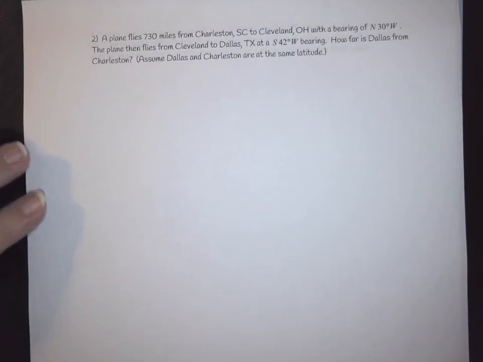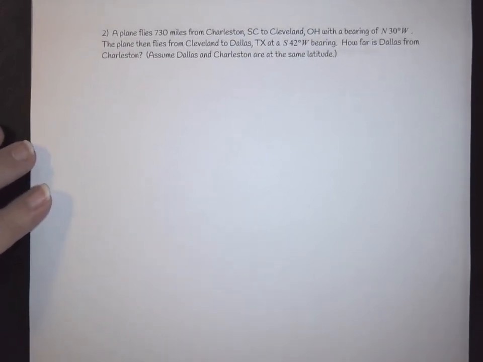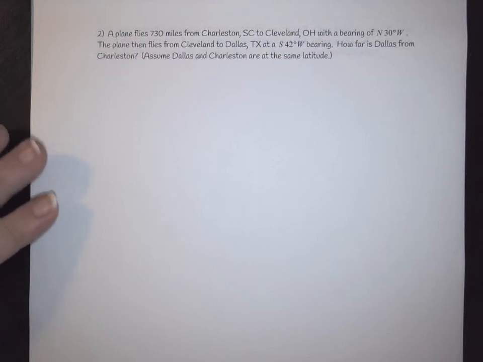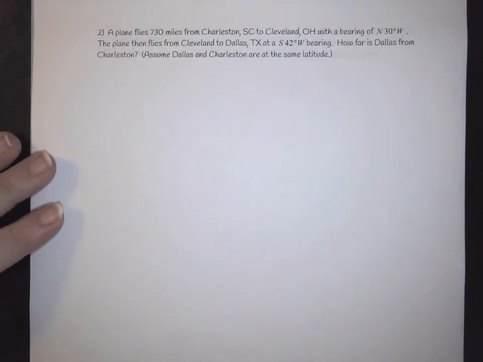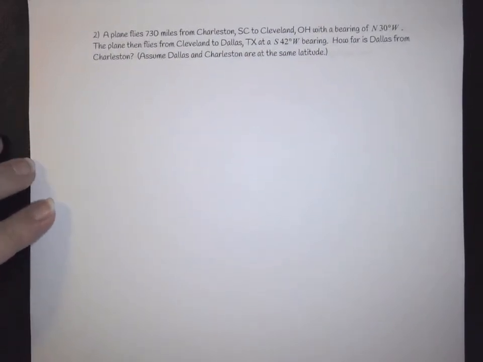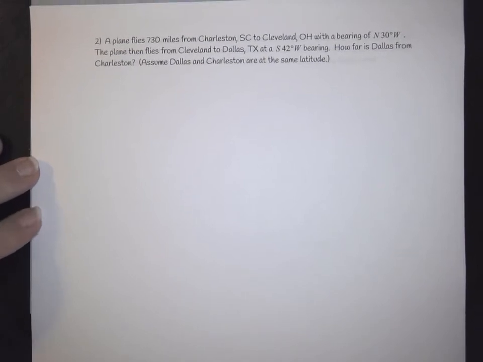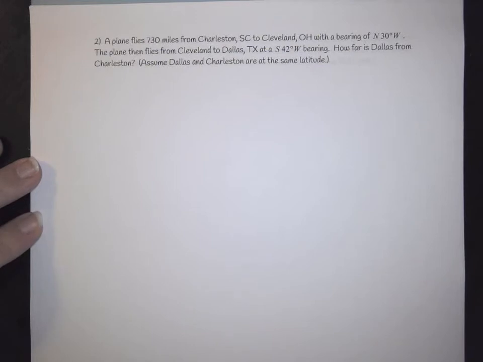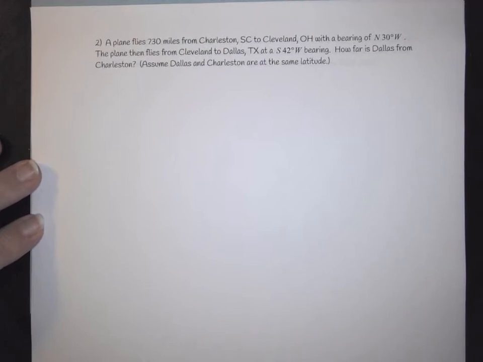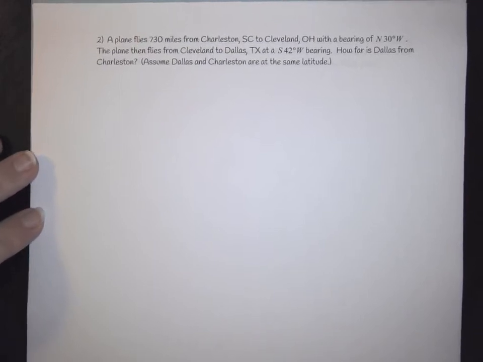All right, let's look at another one here. An airplane flies 730 miles from Charleston, South Carolina to Cleveland, Ohio, with a bearing of north 30 degrees west. The plane then flies from Cleveland to Dallas at south 42 degrees west bearing. How far is Dallas from Charleston? Assume Dallas and Charleston are at the same latitude.